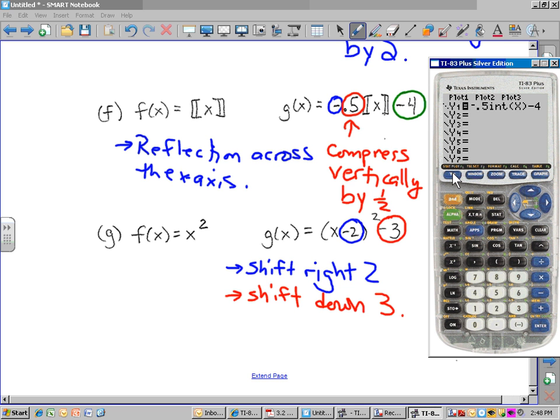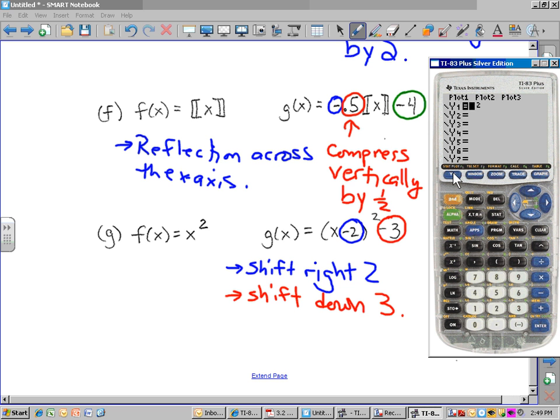Last example, we have x squared. Everybody should be familiar with this graph. It's a parabola at the origin. So what's going to happen to that parabola? Well, its vertex point is currently at the origin. If we shift it to the right 2 and down 3, our vertex point should now be at (2, -3). So the graph should shift down diagonally to the right.